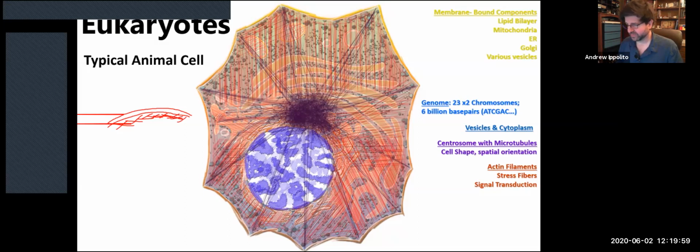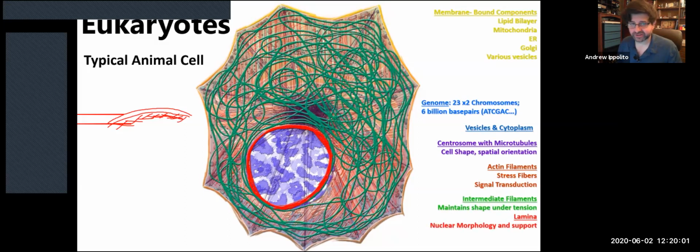And then some cells, but not all cells, have another kind of filament called an intermediate filament, which, as their name suggests, is intermediate in size between the smaller actin filaments and the larger microtubules. Cells that are filled with intermediate filaments are strong. Your armor, your skin and your nails and your hair is made out of what's called keratin. Keratin is an example of an intermediate filament, very strong. Your skin cells are all filled with that stuff.